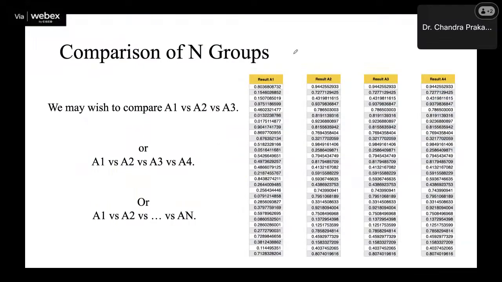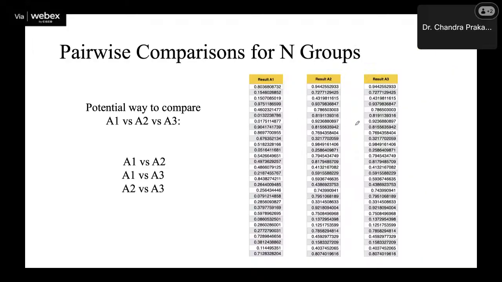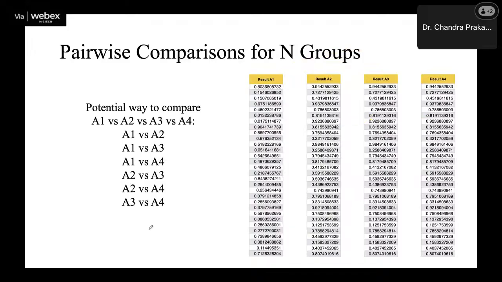So let's say these are the results of my machine learning models, right? Machine learning model 1, 2, 3, and 4. So we can compare A1 and A2 and A3, or we can compare A1, A2, A3 and A4, or we can compare with all. Or I can go with the pairwise comparison of the n groups, compare between A1 and A3, A2 and A3, and likewise. Right, we can compare with the n groups also. So we come up with the different comparisons, and there we can use these tests.